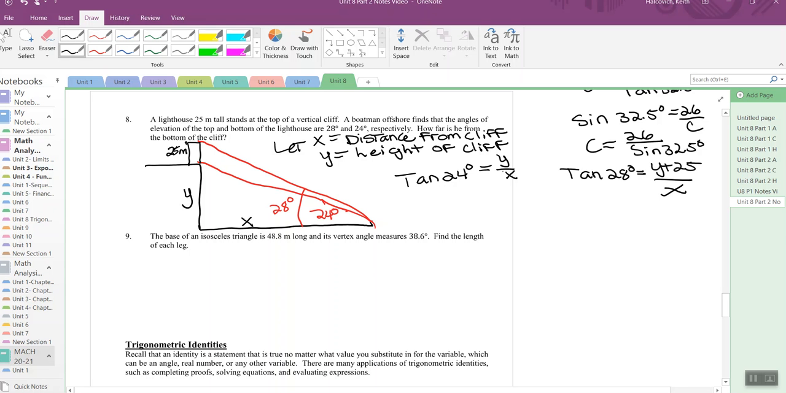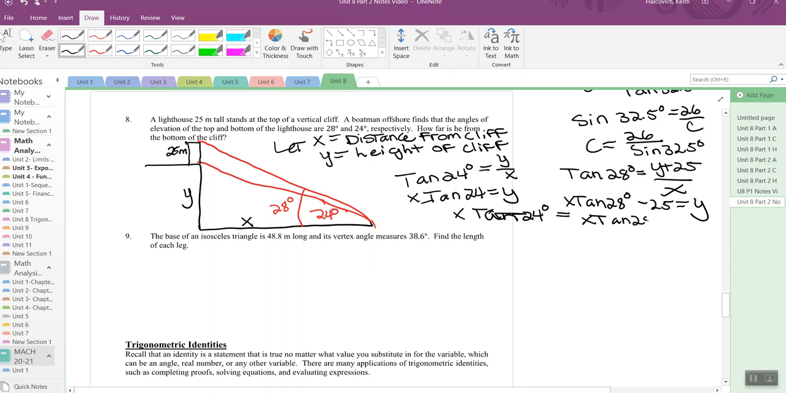So now if we solve both of these for y, we get x tangent 24 equals y, and we get x tangent 28 minus 25 equals y. So we set these equal to each other because they're both equal to y. We bring the x's over to one side.